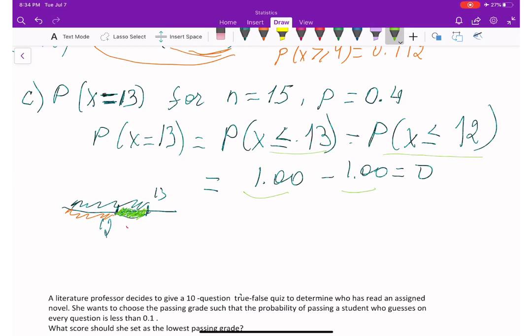You know now how to work with the table, right? So again, you take your value of x, 13, probability 0.4. It should give you 1. And then you look for less than or equal to 12. Probability is the same, so you come here and you will find your 1. Therefore, the difference is going to be 0, which means the probability for x equal to 13 is 0.